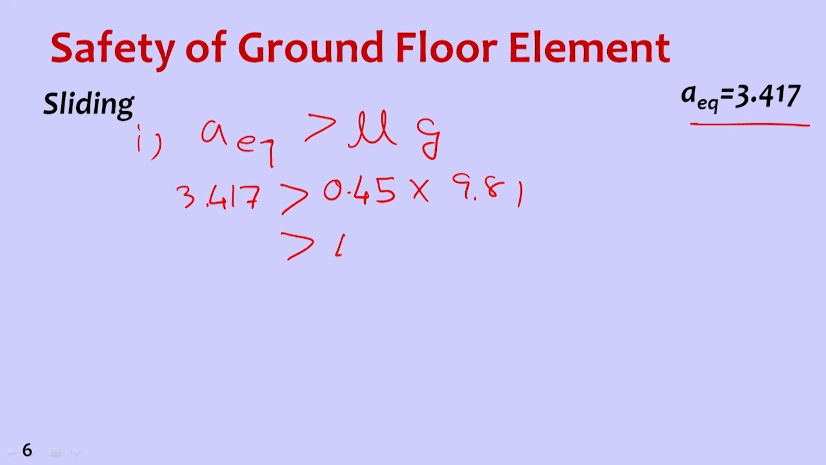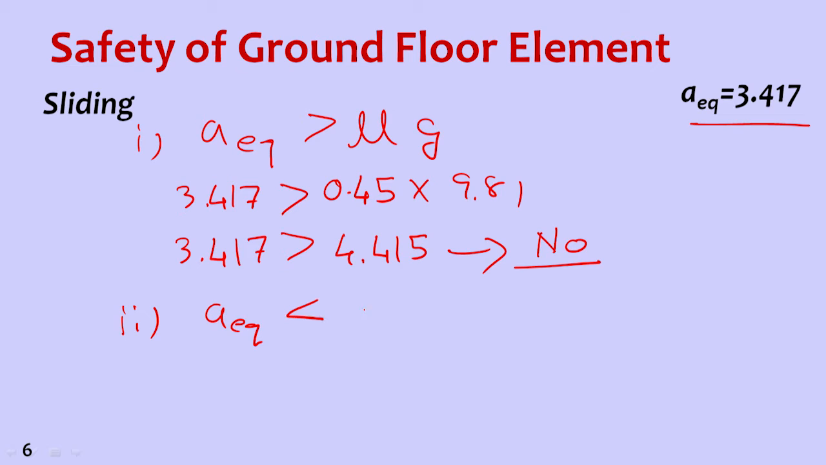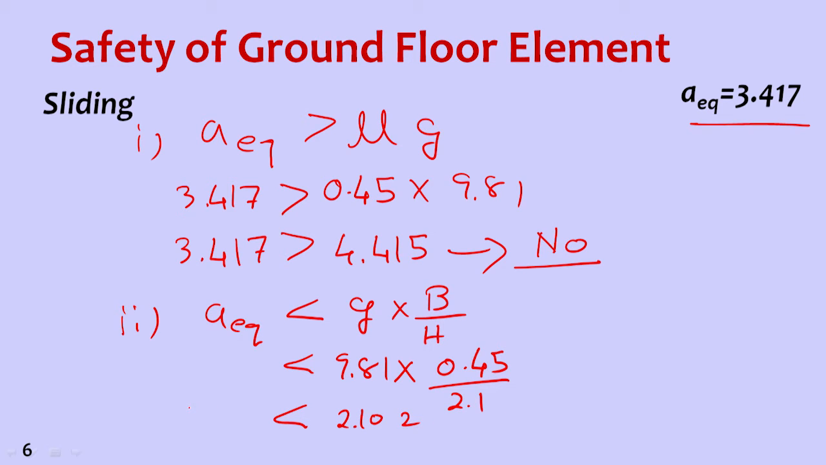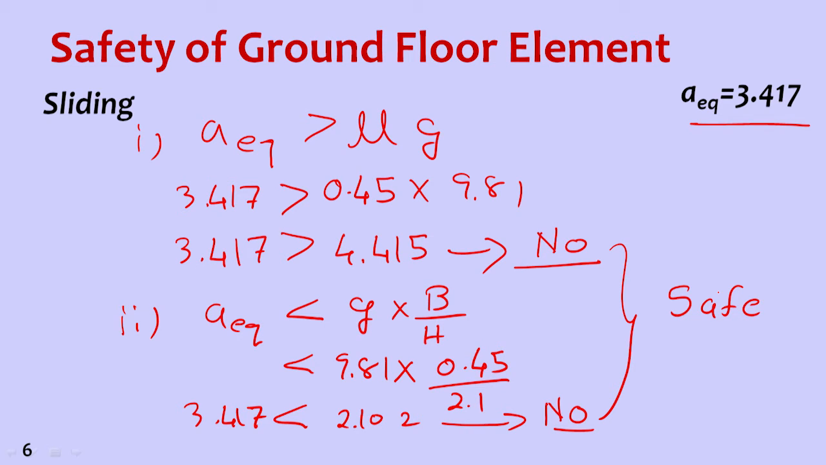This gives 4.415. So 3.417 is not greater than 4.415. This condition is not met, so we write no. Now second, AEQ less than g into B by H, where g is 9.81, B is 0.45, and H is 2.1, which comes to around 2.102. Again 3.417 is not less than 2.102. This condition is also not satisfied, so we write no. Together, if any one of the conditions is satisfied, we say the structure fails in sliding. Since both are no, we conclude it is safe. The object given in the study is safe against sliding.